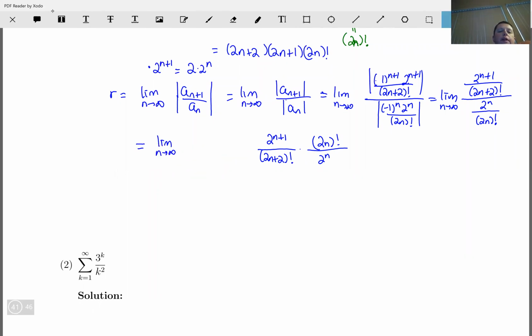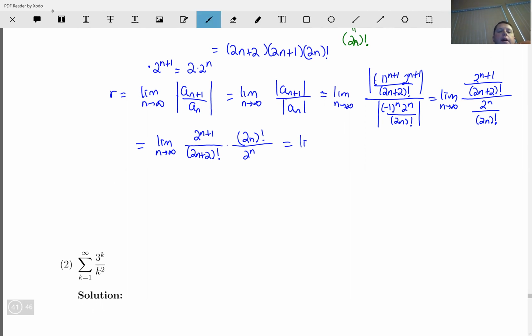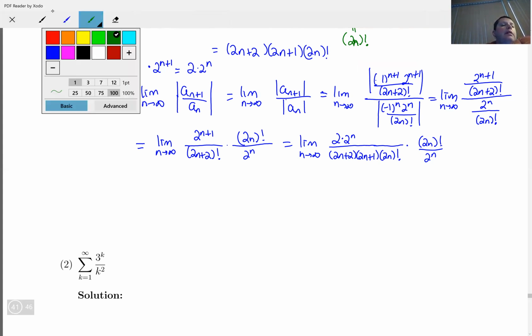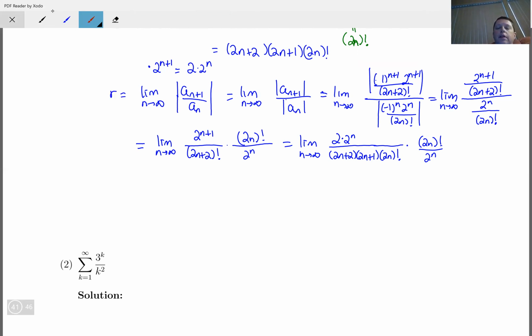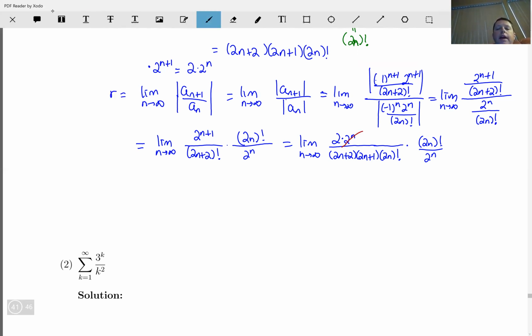We're doing verticals today, no horizontals. All right, so now what do we have? We have the limit as n goes to infinity of 2 times 2 to the n over 2n plus 2, 2n plus 1, 2n factorial times 2n factorial over 2 to the n, and stuff's going to cancel, and the 1, and the 2.